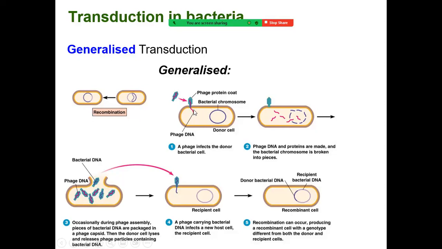That DNA then wants to run the show in this cell, and an easy way of running the show is to degrade the host chromosome. Why? Because if you degrade the host chromosome, then this chromosome is not going to run the show in the cell. What's going to be running this show is the bacterial virus DNA.